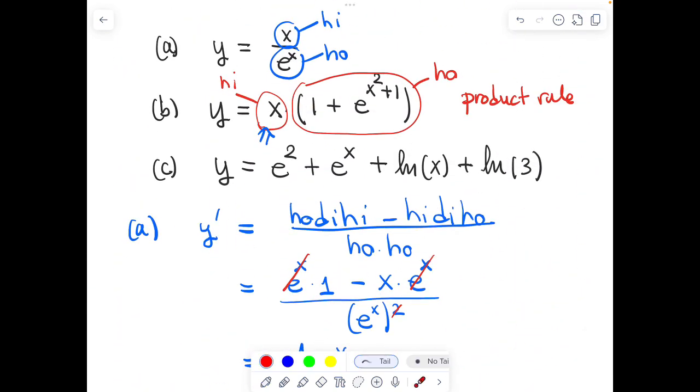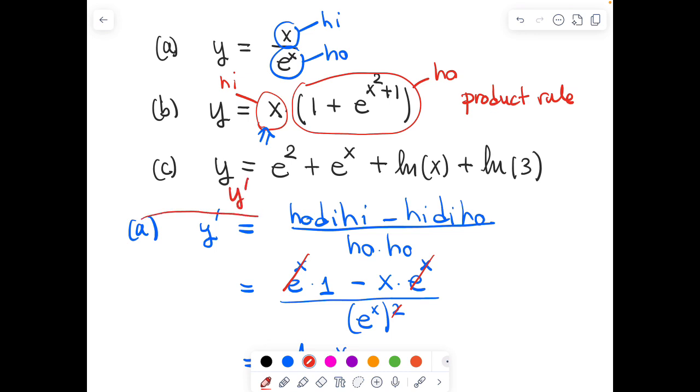If you look at C, we got y equal to e squared, e to the x, ln of x plus ln of 3. So we can differentiate each term separately because they are all connected with the plus sign. So let's take a look at the first one. Differentiate e to the 2. So what is this? This is actually a constant because there's no x anywhere, right? Remember, e is a constant. So it's some number raised to power 2. So this is a number. So you differentiate this, you get 0.